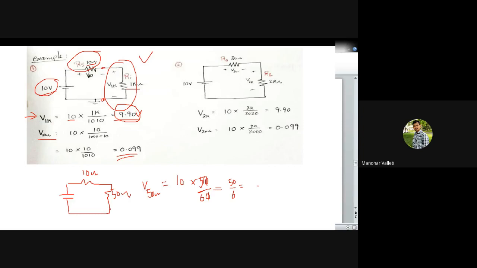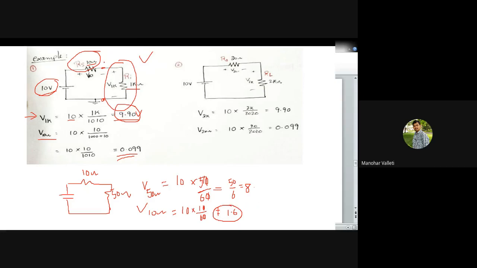How much did you get? Almost equal to 8 volts. Then the voltage across the 10 ohm is 10 multiplied by 10 by 60, almost equal to 1.6. So please see, if your resistance is less, some of the signal is wasted at the source resistance.